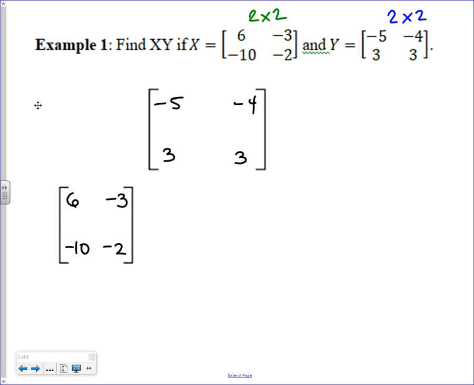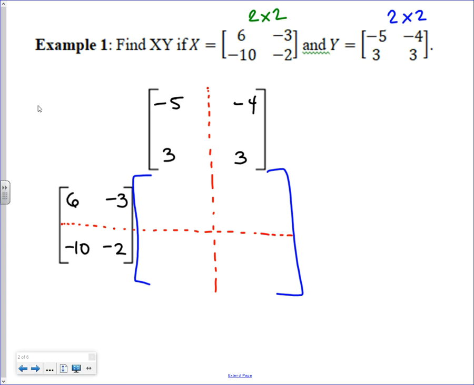And then what I find helpful to do is this. I'm going to draw dividing lines in between the rows of my first matrix, and then I'm going to draw dividing lines in between the columns of my second matrix. Then what we have right here, this matrix, is going to be my product. This is going to be my answer.